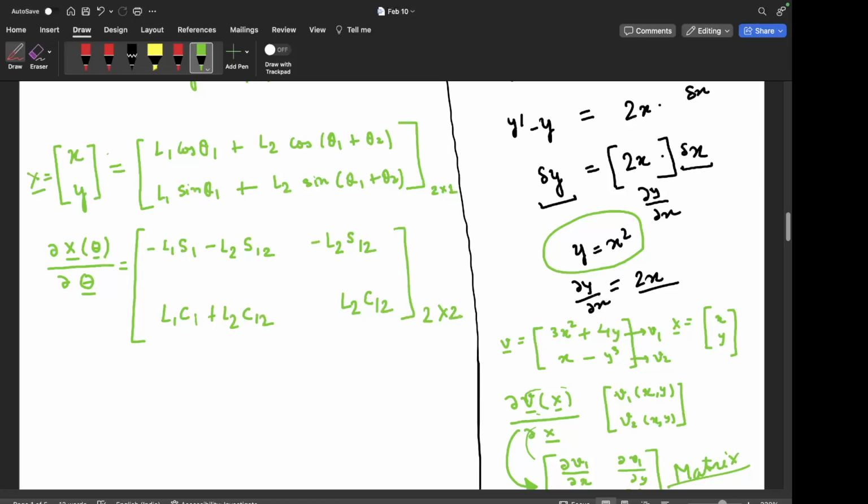Any questions in the derivation part? Taking derivatives, any doubts in there? Just take a moment to do it on your own.